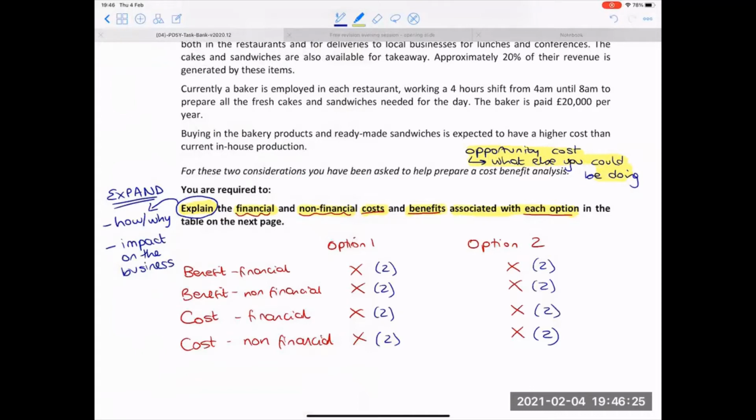Megan says, how does opportunity cost relate to this question? That is a very good question. So an opportunity cost, how can opportunity cost relate to an option, to deciding things?